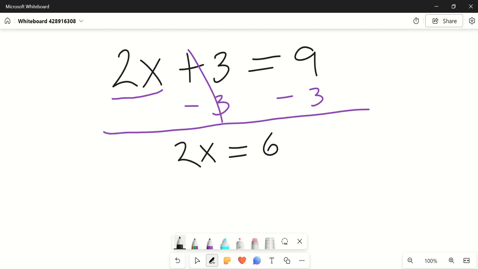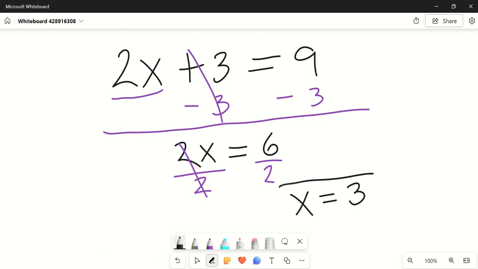So, I got 2x equals 6. Okay, now I've got to get rid of the 2. How do I get rid of it? So I'm going to divide this side by 2. That cancels out. Divide this side by 2. My new equation is x equals whatever 6 divided by 2 is, and that will be 3.